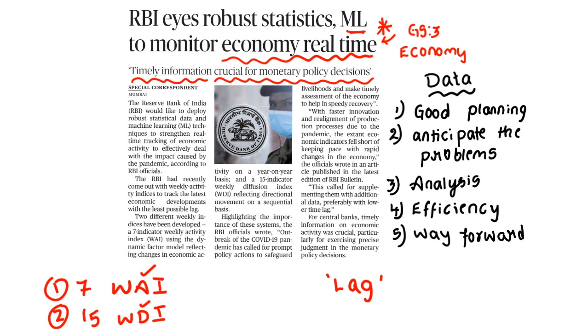These are the 2 indicators that RBI has come up with, and we have said what is the meaning of lag and the importance of proper collection of data. With faster innovations and realignment of production processes due to the pandemic, the economic indicators fall short. So if we collect the proper data, required measures can be taken in the economy to do the correction measures. Clear? Yes. So these data supplement the present data. Clear? These are going to be some additional data which provide the exact time limit and these things to reduce the lag. Clear? So this is an important article regarding the collection of data in the economy. Clear? Yes. And we can go for our next article.